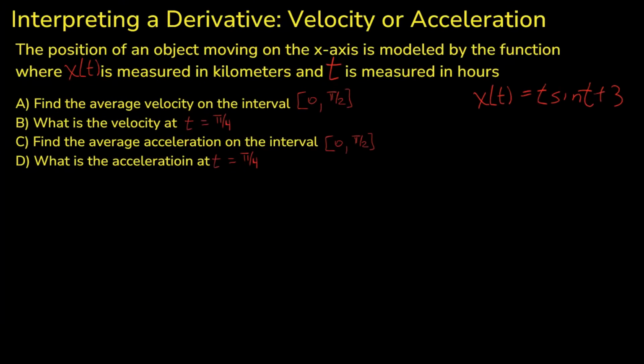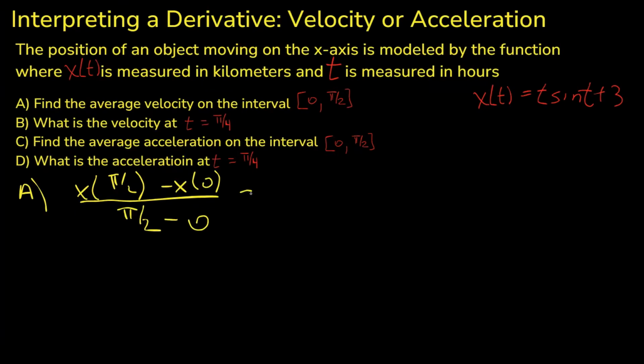Okay, we'll do another quick example involving a trig function. So part A, if we want to find the average velocity, that's going to be change in position. So x of pi over 2 minus x of 0 all over pi over 2 minus 0. So if we plug in pi over 2, the numerator is going to be pi over 2. It's going to simplify to that. And then the denominator is also pi over 2, so that's equal to 1. And the units here would be kilometers per hour.